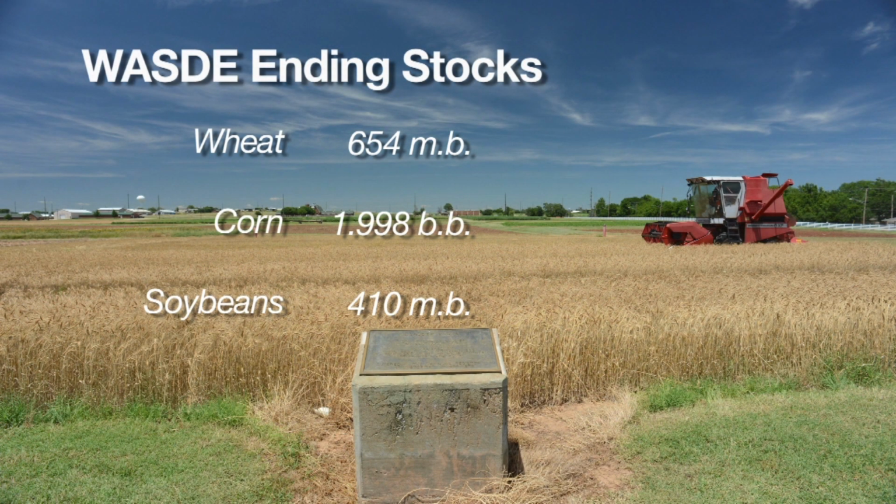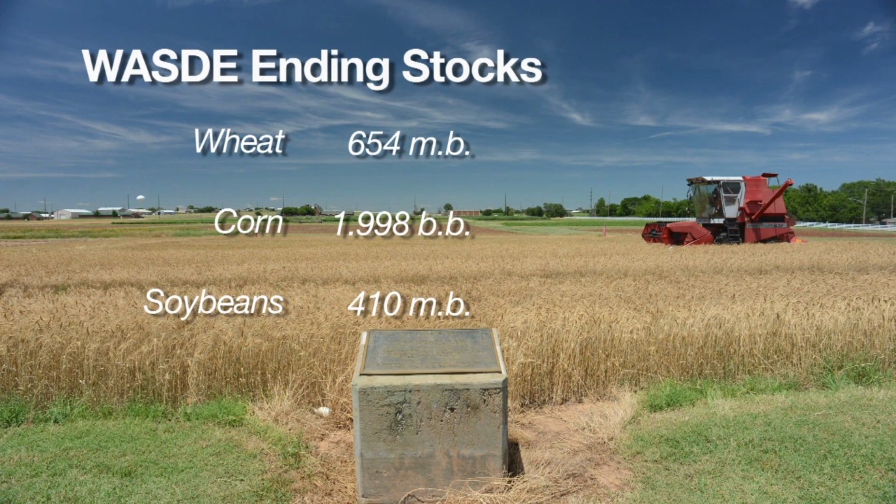You look at corn and it was even less significant than wheat. It was slightly under 2 billion bushels for the ending stocks. The last month and the trade expectations was slightly above it.